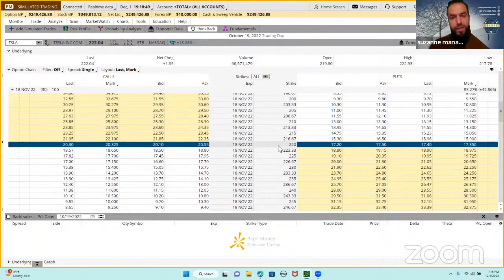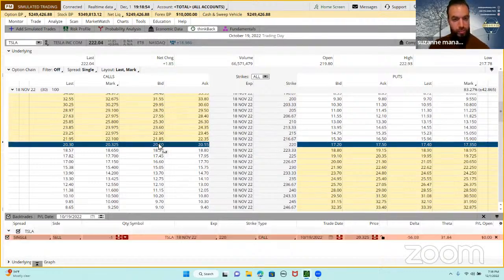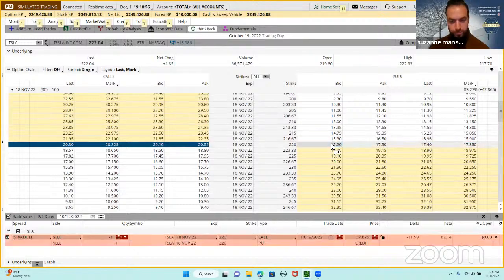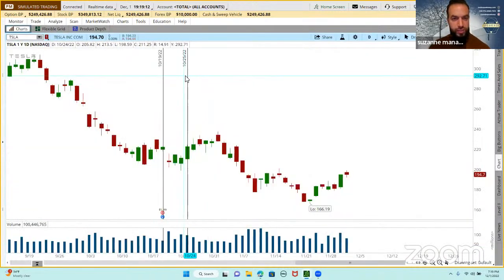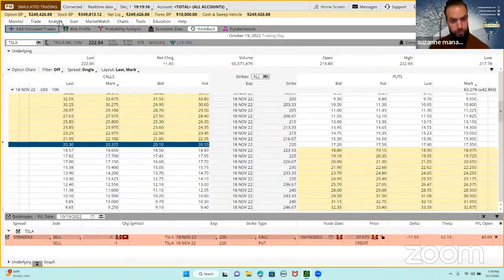So the at the money straddle, we would sell to open a call and a put. And notice that the credit received is $37, almost 68 cents. All right. And then if we go back to the chart, just to refresh our memory, we're going for the 25th of October. So what we want to do is see how much is this worth on the 25th.